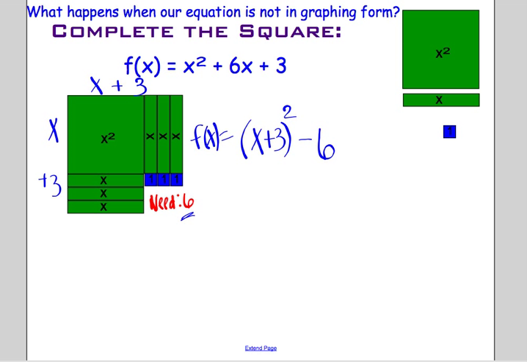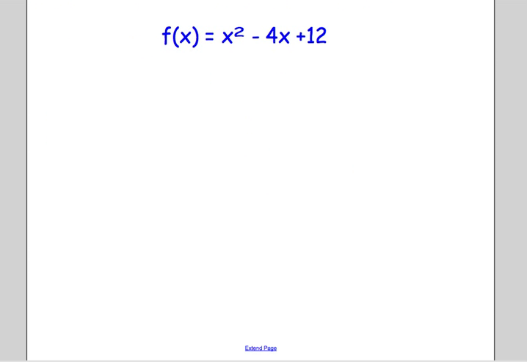Now my equation is in graphing form, and I could go ahead and use the same process as earlier to graph it. Before we practice graphing some more, though, let's do a couple more complete the squares. So let's take a look at the next one, x squared minus 4x plus 12. Now, we don't want to have to pull out our algebra tiles every time we do this, so let's try to see if we can come up with a way to do this generically, using a picture instead.